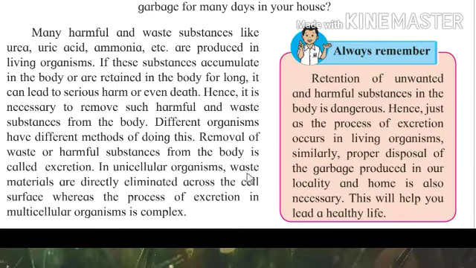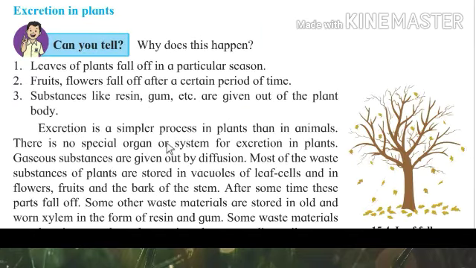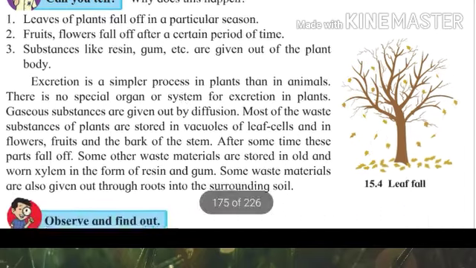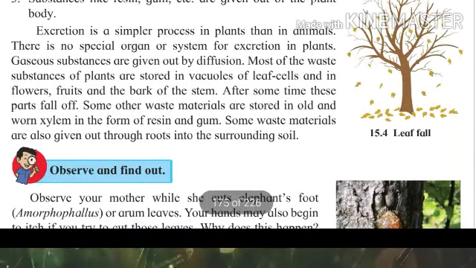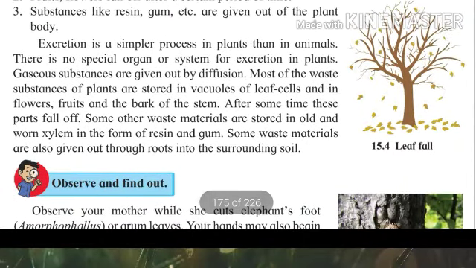In unicellular organisms, these are directly eliminated across the cell surface, but in multicellular organisms, the process is complicated. In plants, excretion is a very simple process because plants don't have any excretory organ. As a result, plants have to give out the excretory substances in a different manner because there is no special organ or system for excretion in plants.